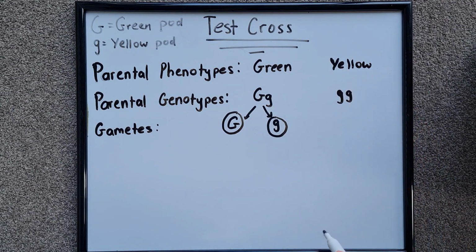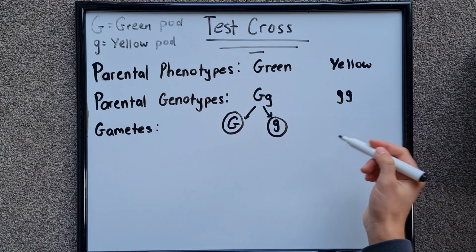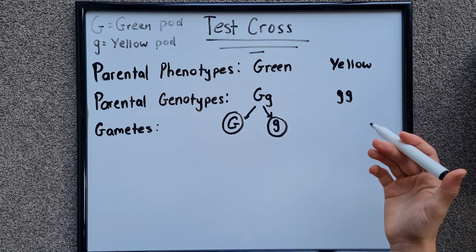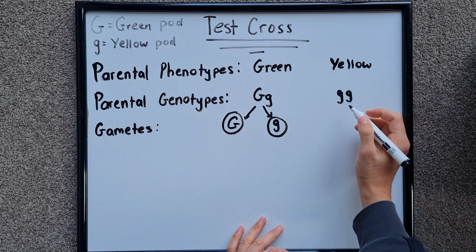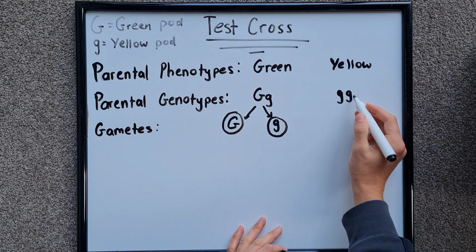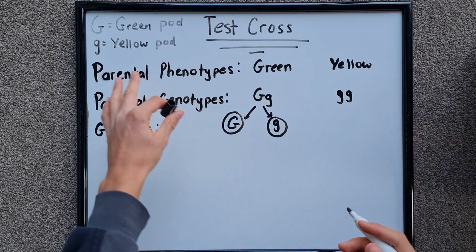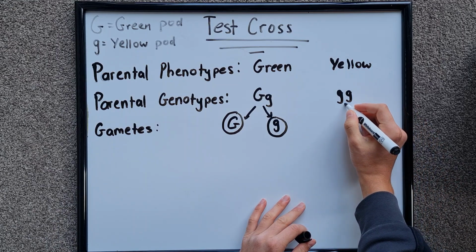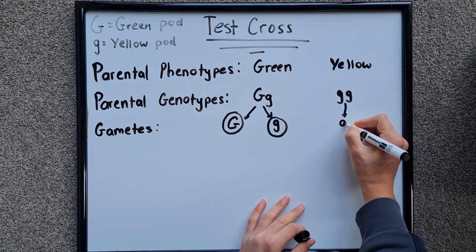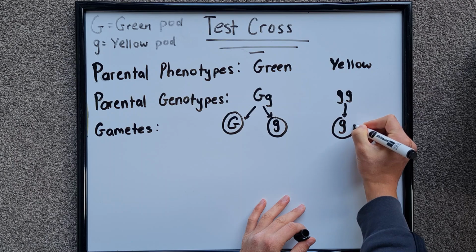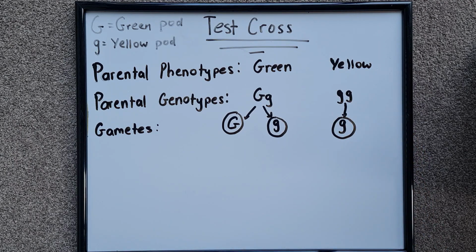In the yellow pea, the only possible allele that could be passed on is going to be the recessive allele. They only have lowercase g, lowercase g. They only have that recessive allele. So the only possible allele that can be passed on in the gamete is that lowercase g. So now we have the gametes. Let's actually go ahead and do the test cross.